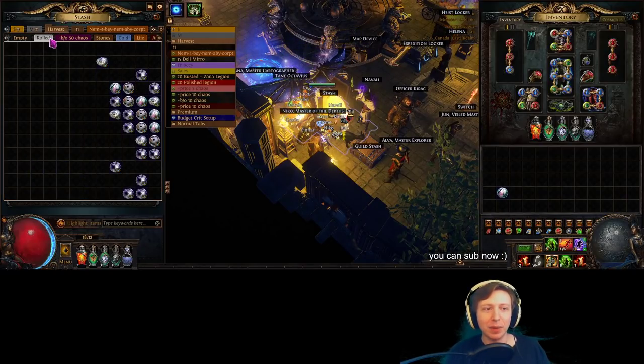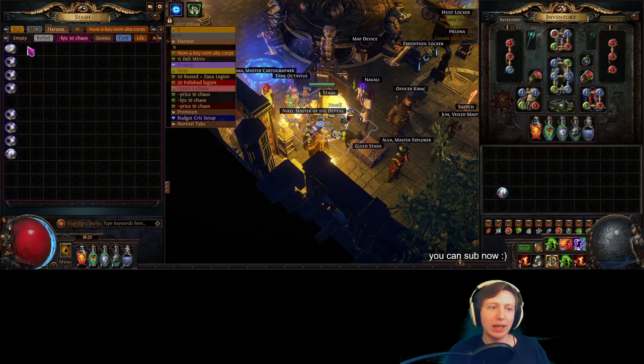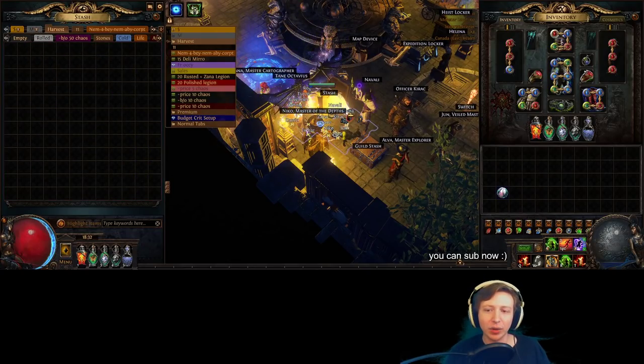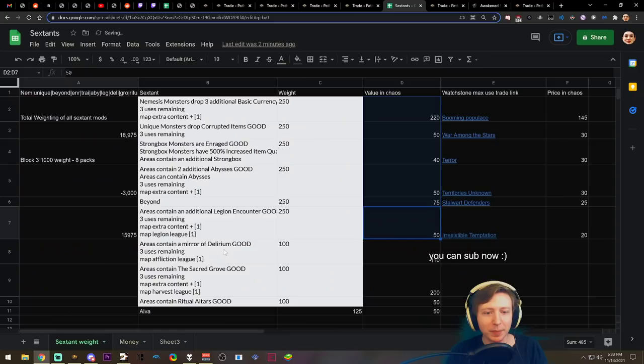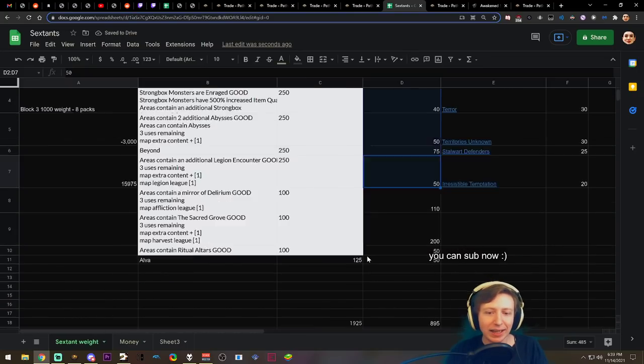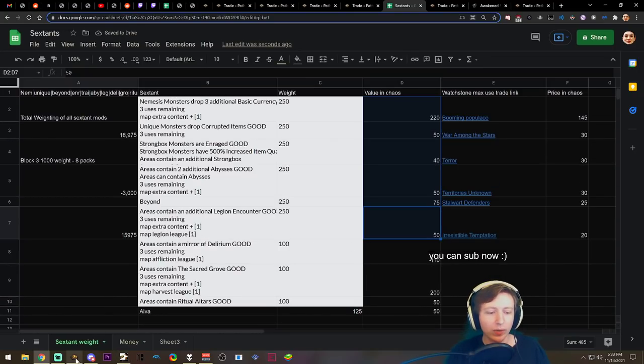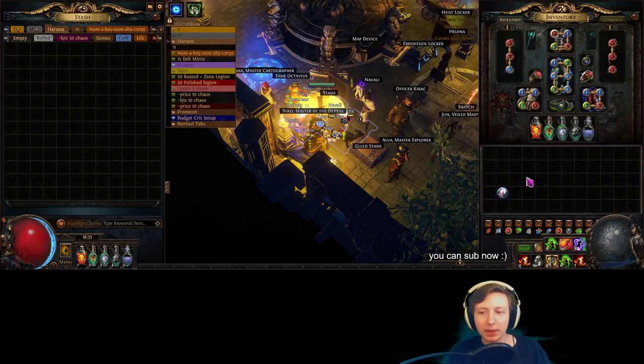We're going to talk about how much I made from rolling all these nemesis and beyond watchstones, and the costs that I had going in. I've got this huge spreadsheet here with all this information, the sextant weightings, the cost and everything. We're going to go over it all. But first, we're going to talk about how to set this up, okay?